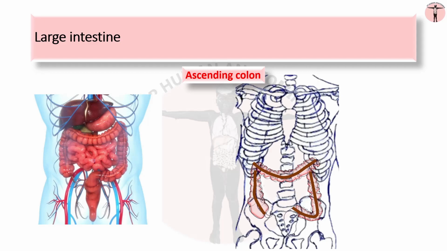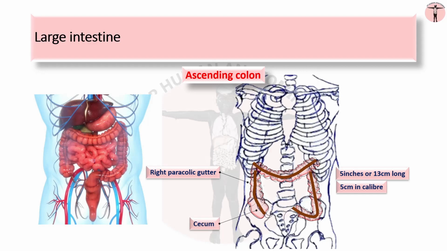Coming to another part of large intestine, ascending colon. The ascending colon lies in the right lower quadrant. It is about 5 inches or 13 centimeters long and 5 centimeters in caliber. It lies in the right paracolic gutter and extends upwards from the cecum to the inferior surface of right lobe of the liver, where it bends and turns to the left, forming the right colic flexure or hepatic flexure to become continuous with the transverse colon.